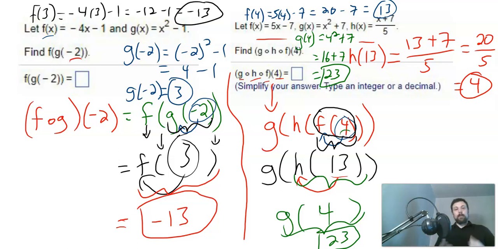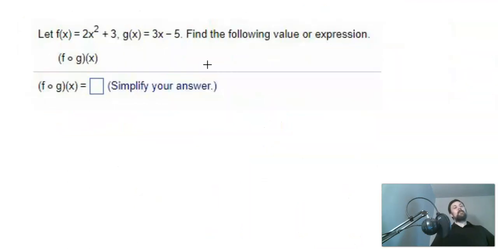We're at the end of the problem, and the answer is 23. Okay, so that's how composition works with numbers. How does it work with equations? All right, so let's start by interpreting this. We're going to take this notation and write it in a more usable form.